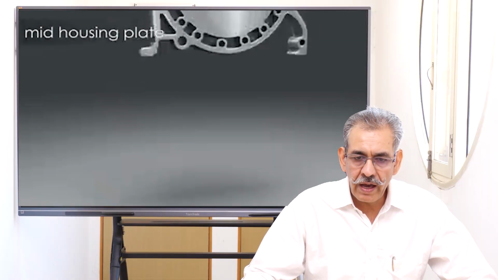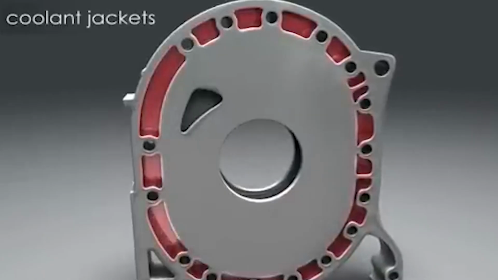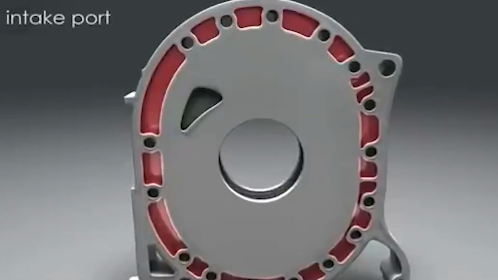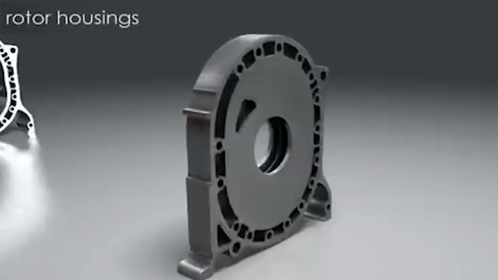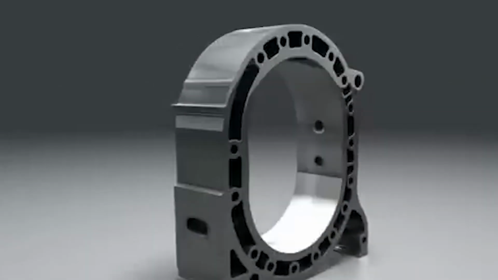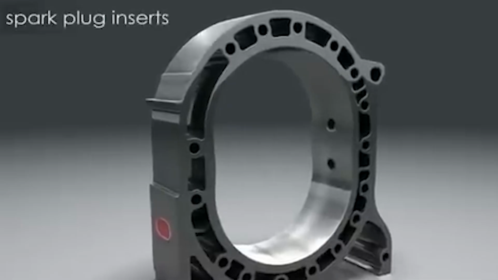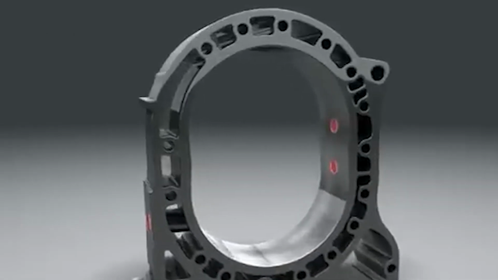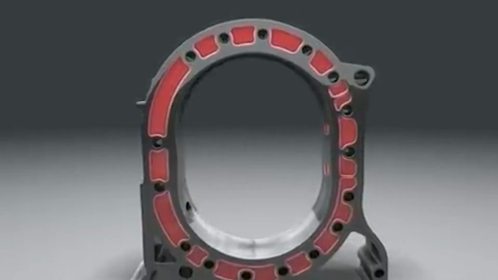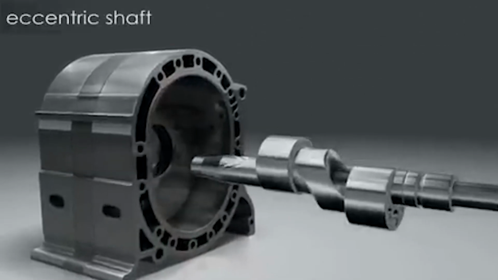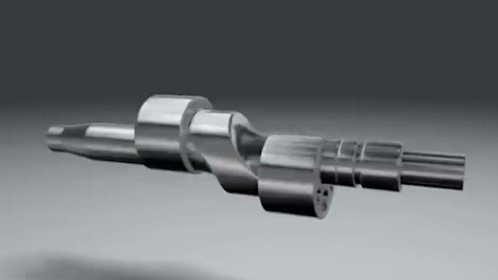Now in the video, you have a mid housing plate, in which the cooling jackets are there. Cooling jackets are for removing the heat from the cylinder. Here the intake port is here, and the rotor housings are provided along with this mid housing. On the rotor housing you have the exhaust port and the spark plug inserts. Here you have again the coolant jacket so as to remove the heat from the engine. An eccentric shaft is inserted here, and on this eccentric shaft we have rotor journals.